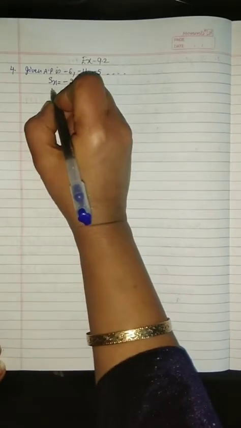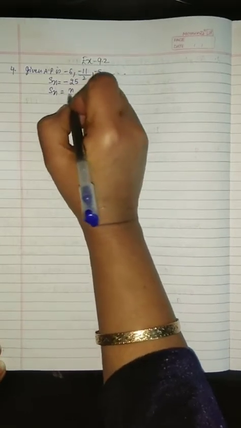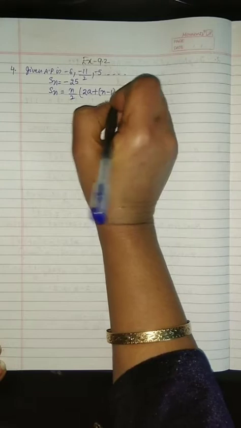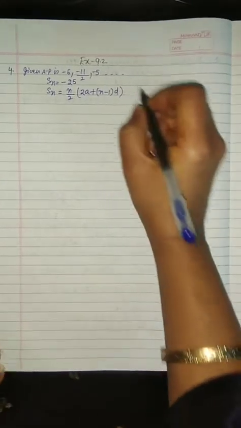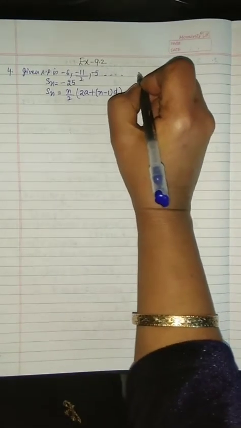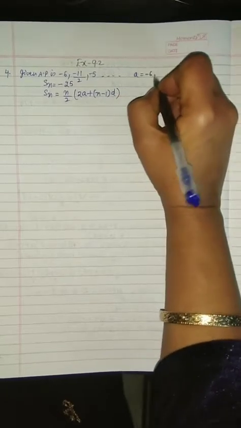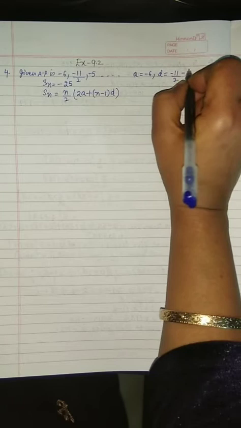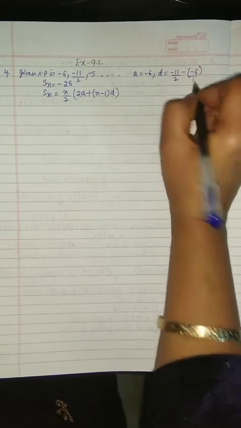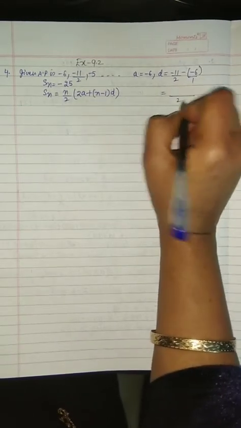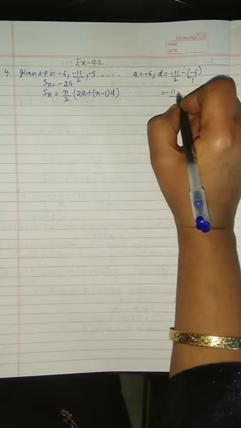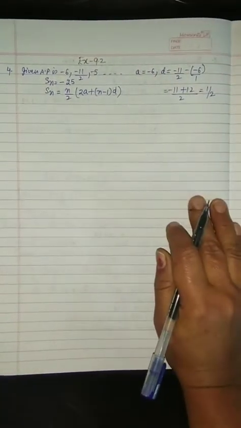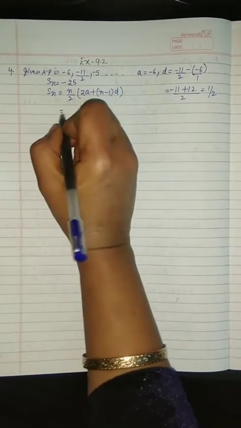So we will write the formula Sn is equal to n by 2 into 2a plus n minus 1 d. Now here we have the first term a as minus 6. Now we will find d, that is the common difference: second term minus first term. So taking the LCM we will get minus 11 plus 12, that is 1 by 2. So the difference is 1 by 2. So we will put the values here.